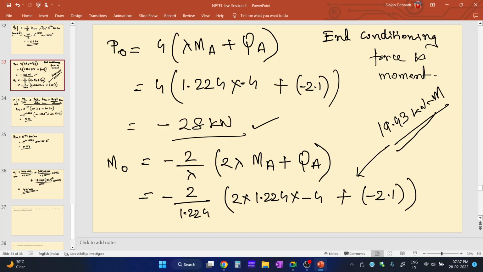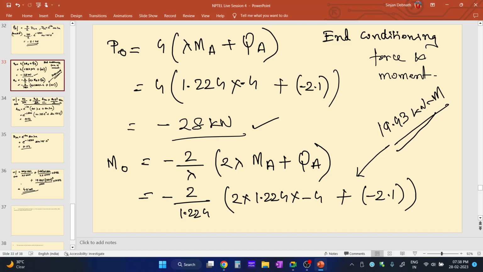We need to assume P0 and N0, and we need to find those P0 and N0 in order to find the original deflection at the load application point, and also the slope and moment, all those things.